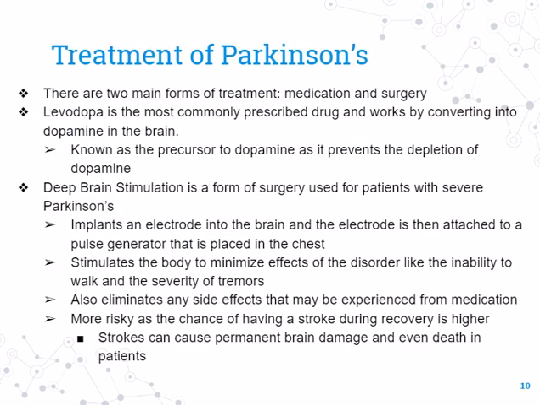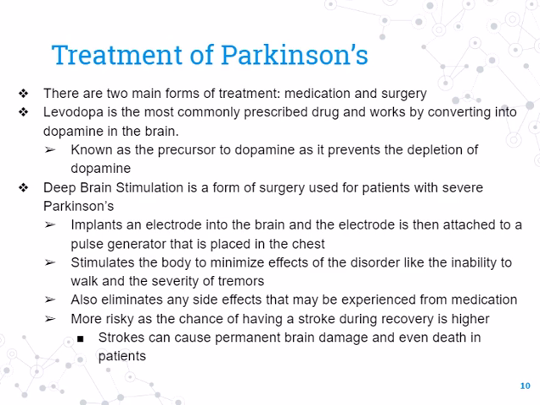So for the treatment of Parkinson's, there are a couple of forms, including medication and surgery. The most popular form of medication is a prescribed drug called levodopa, and it works by converting into dopamine in the brain. So the chemical will become dopamine and it'll go through the blood barriers within the brain. So then that solves the problem of patients losing a lot of their dopamine. And it's also known as a precursor to dopamine as it prevents the depletion, as I just mentioned.